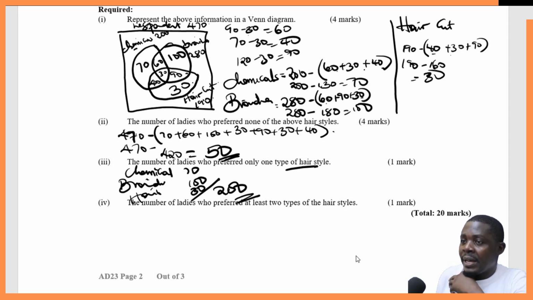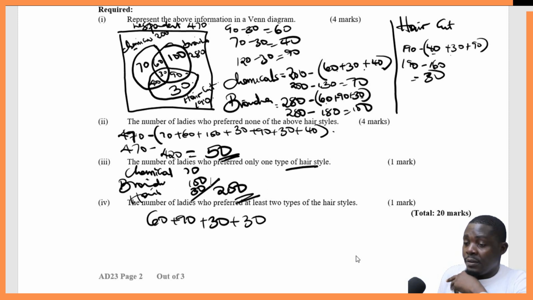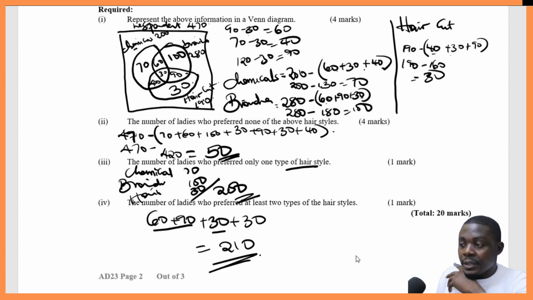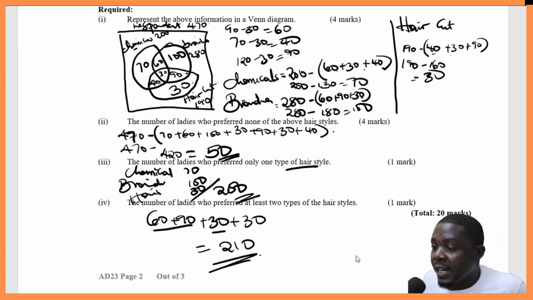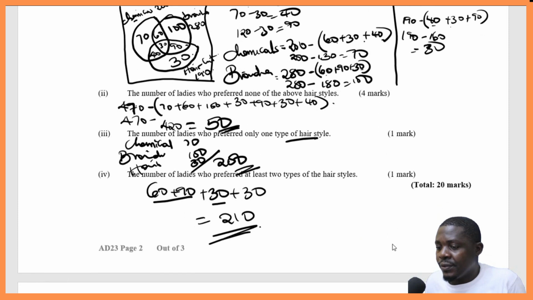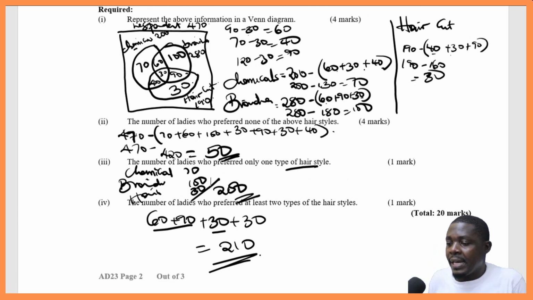Then the number of ladies who preferred at least two types of hairstyle. Now we have 60 who preferred chemical and braiding, plus 90 who preferred braiding and haircut, 40 who preferred haircut and chemical, and then 30 who used all. 60 plus 90 you have 150, plus 40 is 190, plus 30 is 220. 210 ladies preferred at least 2 types of hairstyles.